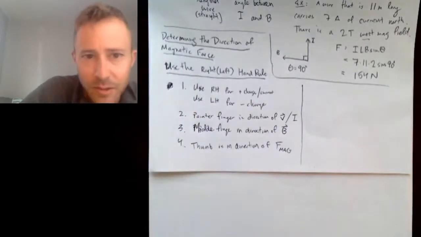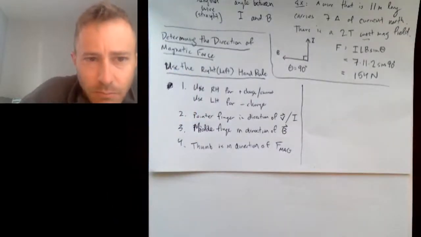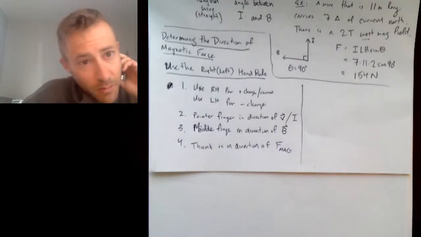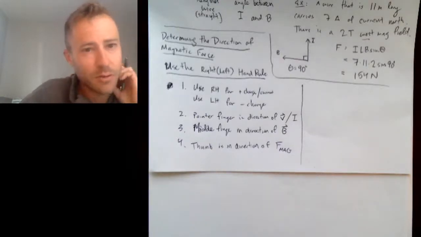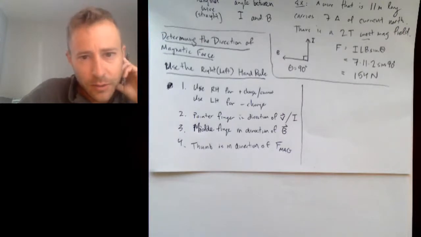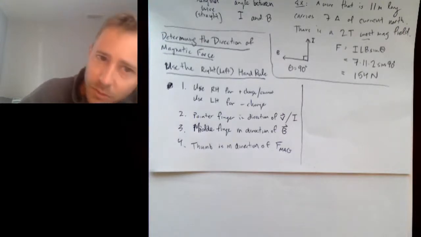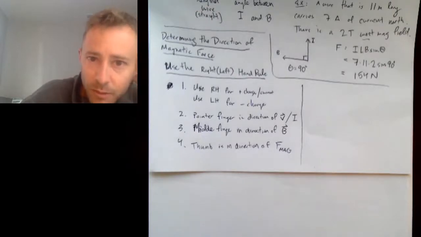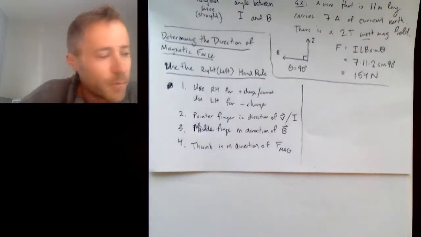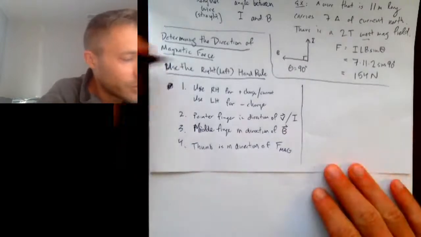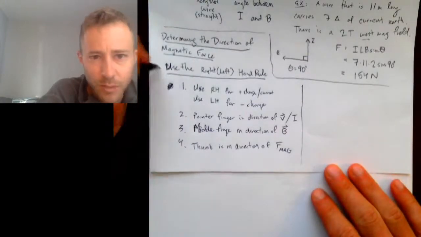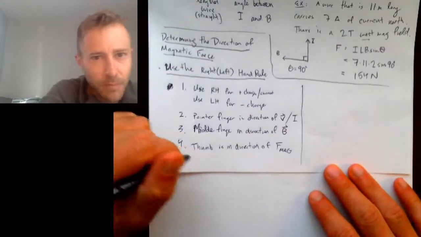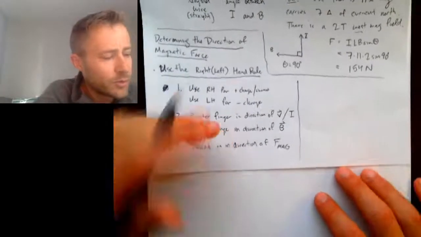You may have seen this if you are in an advanced math class and you've learned a lot about vectors. There's something called the cross product. What we're doing is learning how to determine the direction of the cross product. This kind of rule shows up anytime you have a cross product. So let's do some examples.